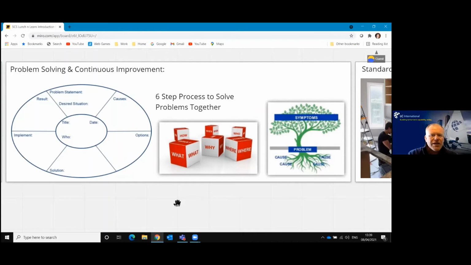So why are we seeing the problems that we see? Why is it happening at this time? Where are the problems occurring? Is it on site or off site? What is the actual issue? How do we be specific in identifying what the actual problem is? How big is the problem? What's the scale of it? Is it affecting quality? Is it affecting safety or delivery?